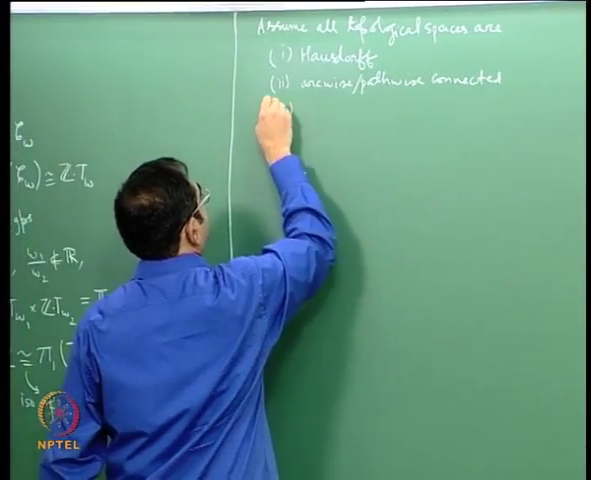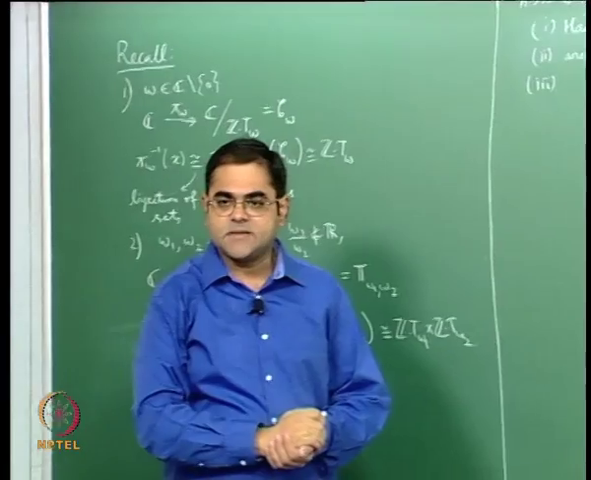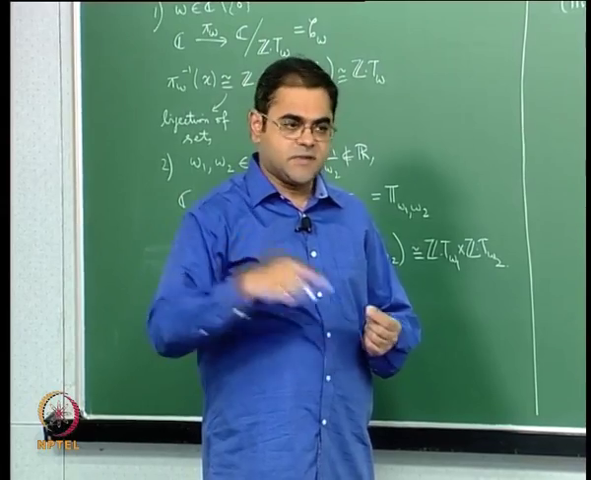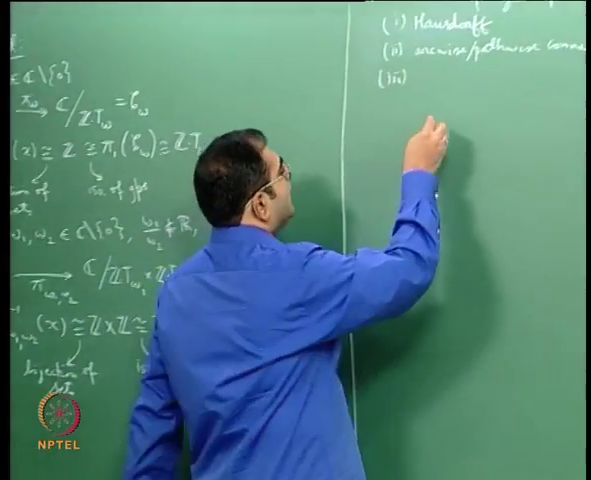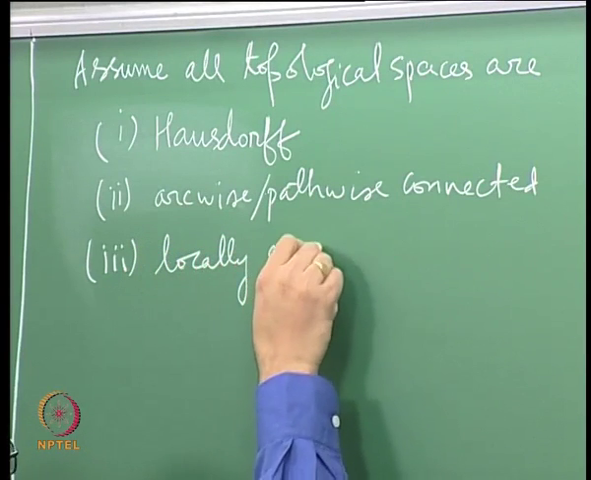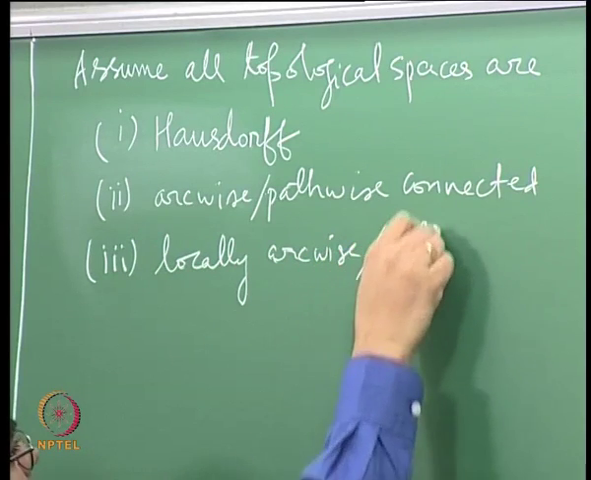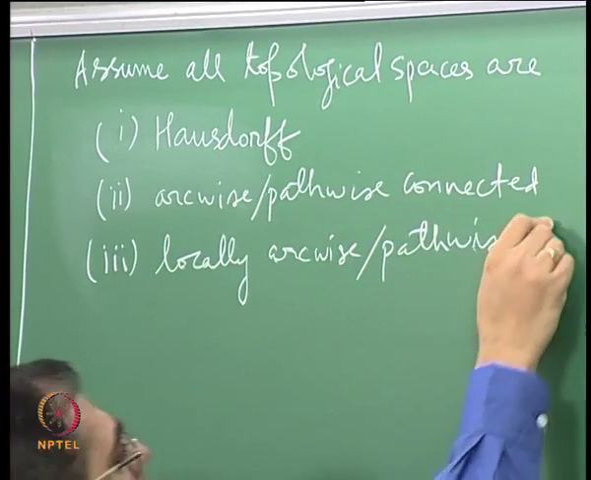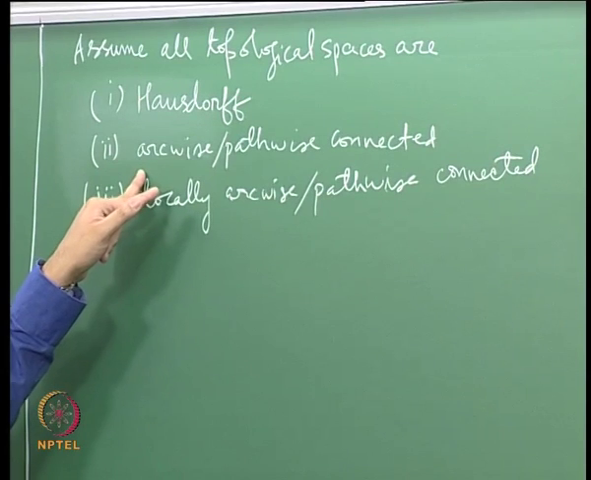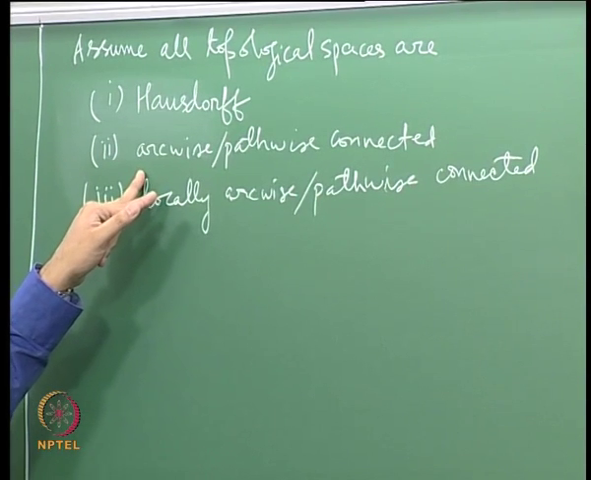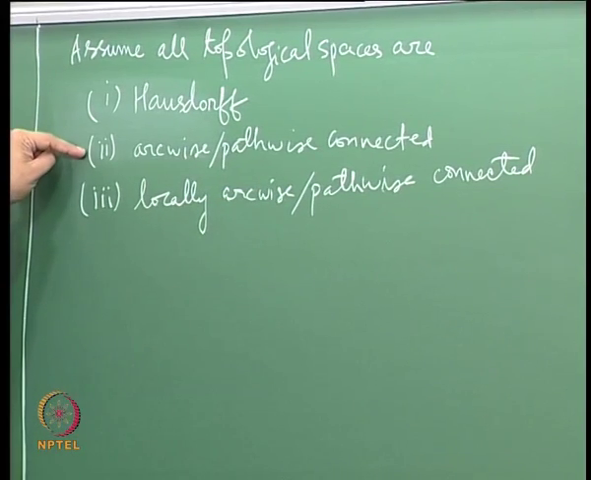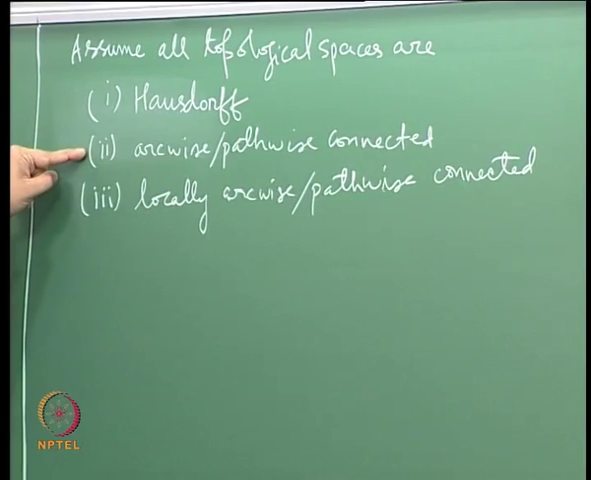Of course, if you recall, arcwise or pathwise connected means that any two distinct points can be connected by a continuous image of a closed interval. Number 3, locally arcwise or pathwise connected. A weaker condition than 2 is just assuming connectedness, which is weaker. If you assume arcwise or pathwise connected, it implies that it is connected. So a weaker condition for 2 would be connected, and whenever we can assume that I will make a mention of it.